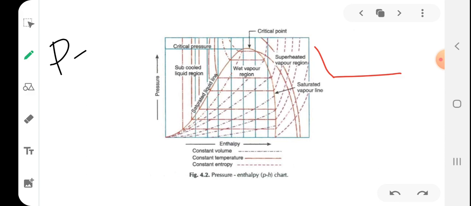Then constant volume lines inside the dome are like this. Constant volume lines are not of much practical importance in our case. So students, this is how we draw the different lines in a pH diagram. I have just shown you to understand how the various lines are plotted in a pH diagram.